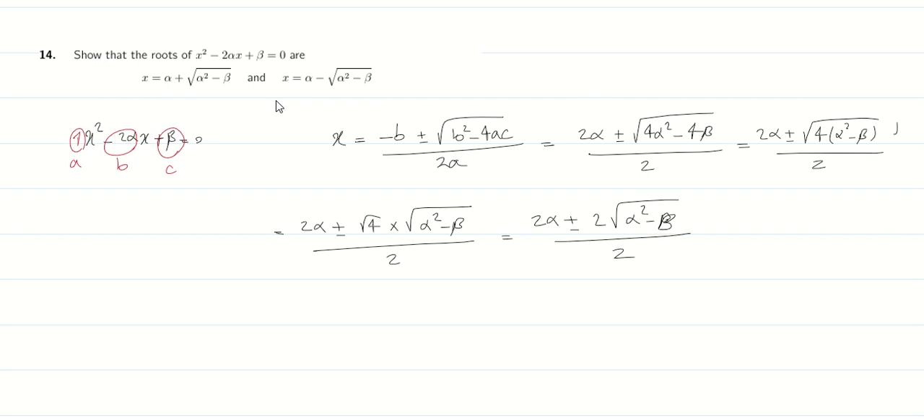divided by 2. Now we're just going to divide each of the terms on the numerator by 2. So it's going to be alpha plus minus the square root of alpha squared minus beta. And that would be our two solutions. So the first solution is going to be with the plus sign, and the second one is going to be with the negative sign.